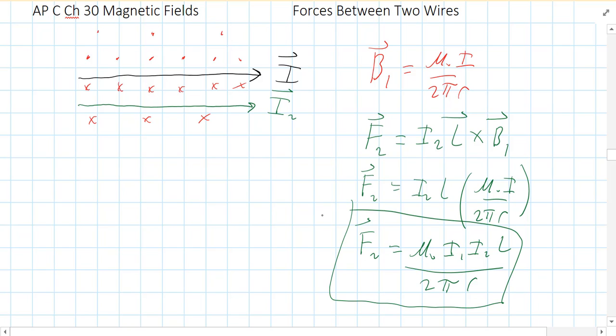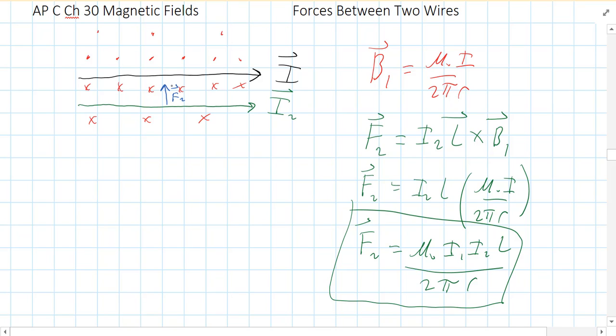Now, which way will that force be? Okay, well, if you imagine you use your force right-hand rule, your Lorentz force rule. So for I2, you stick your fingers to the right, your hand points to the right, and that magnetic field that we drew is into the page. So you curl your fingers into the page. Your thumb will point up. So there'll be a force. That'll be the force acting on wire 2.